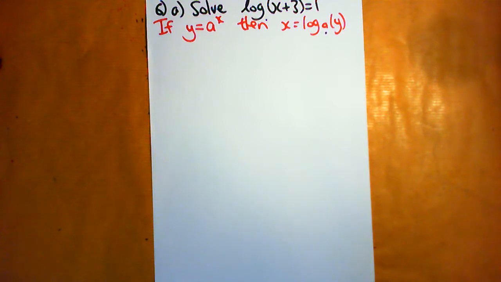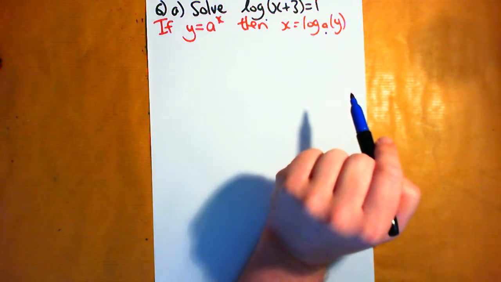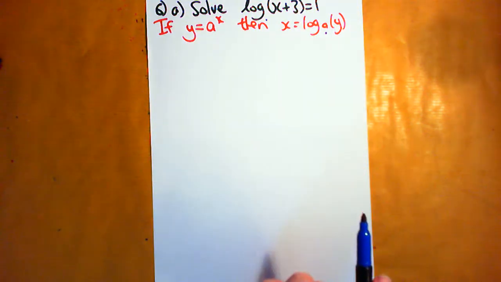We also have an excerpt from the formula sheet. If y equals a to the x, then x equals log base a of y. Now that formula we can actually consider to be the definition of the logarithm. So at present we've got something in x equals log base a of y form. We want to write it in y equals a to the x form.